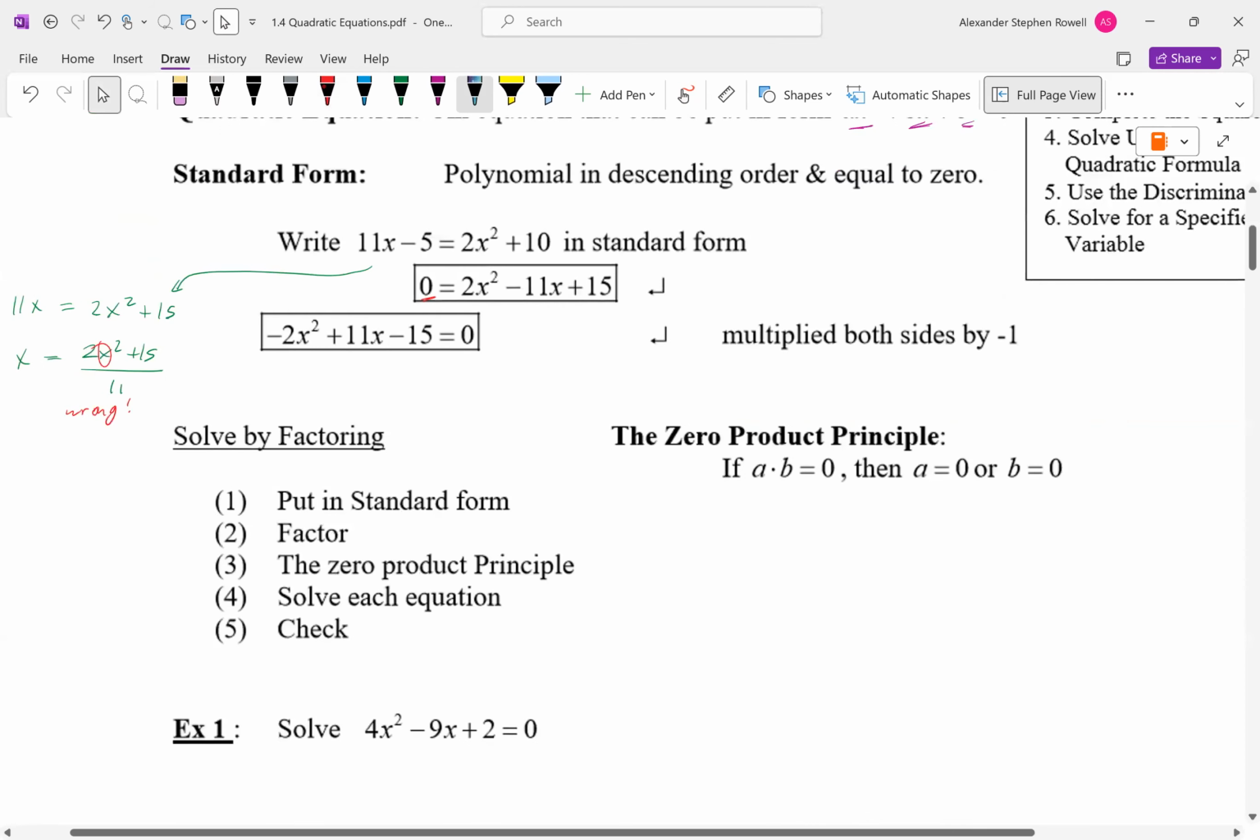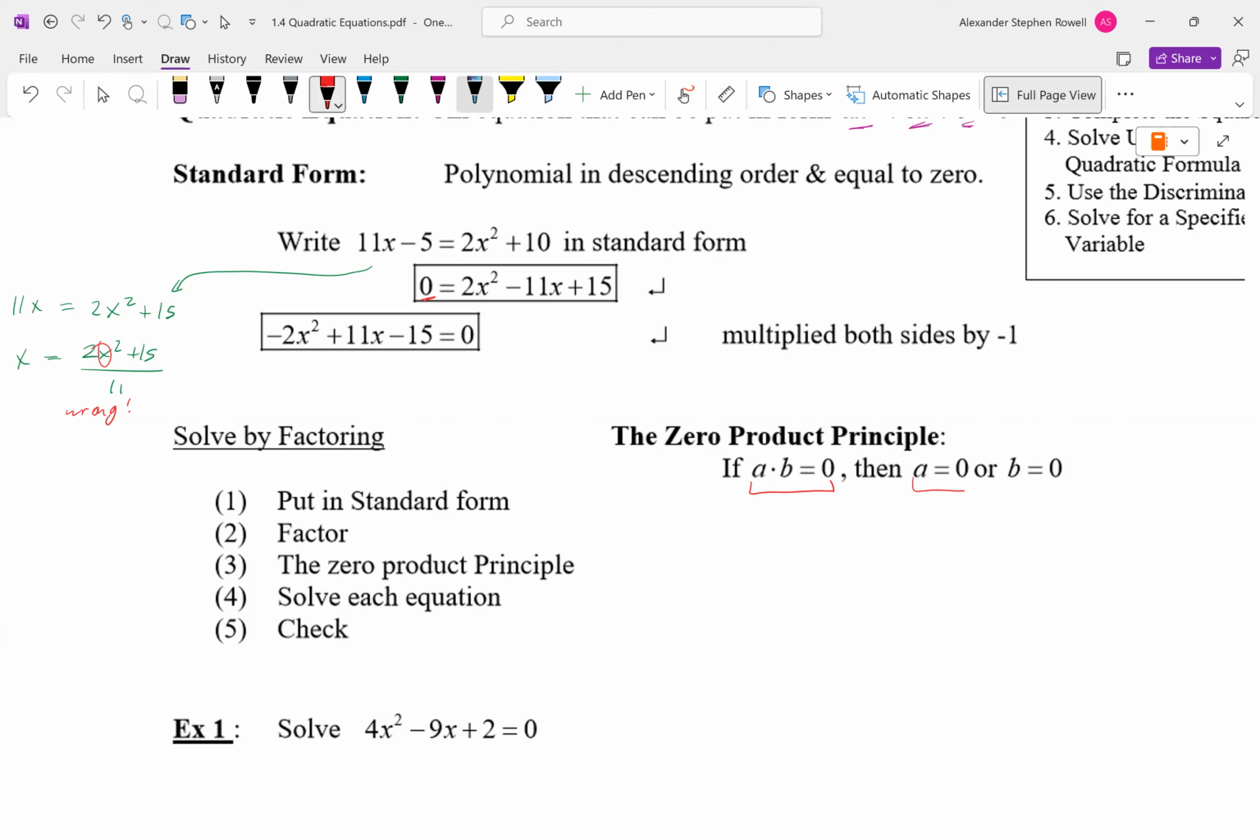When one side's 0, what we're going to use is just basic logic. It's called the zero product principle. If A times B is 0, what conclusion can we make? A is 0, because then A times 7, 0 times 7 is 0, right? Or B is 0, right? 15 times 0 is 0. If one of them is 0, the whole thing's 0. Does that make sense? So it needs to be one side equals 0. The other side needs to be product only. No addition, no subtraction, product only. Then you can solve it.